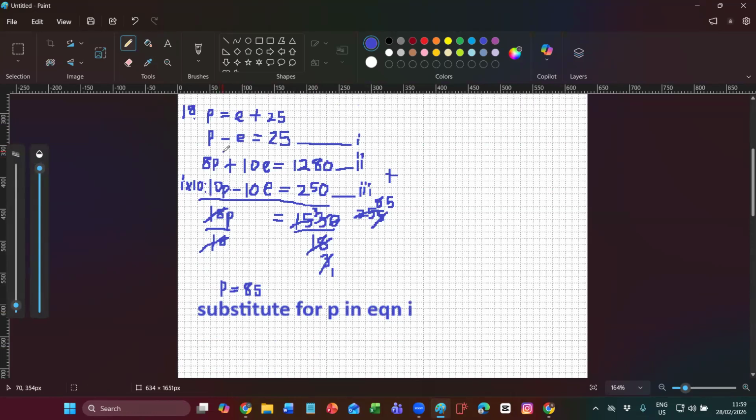Equation 1. I think maybe I should have started this one as equation 4. It's equation 4 that is much better. Let me call it equation 4. You know what? Let me not complicate things. Let's leave it in equation 1. So that means anywhere I see P, I'm going to put 85, right? Yes. So 85 minus E equals 25. So can you tell me how I'm going to go about this?